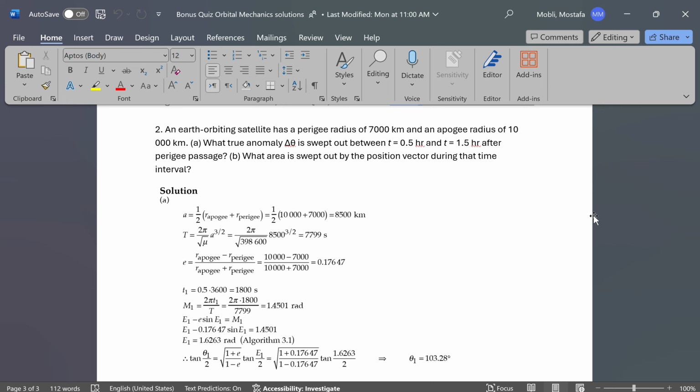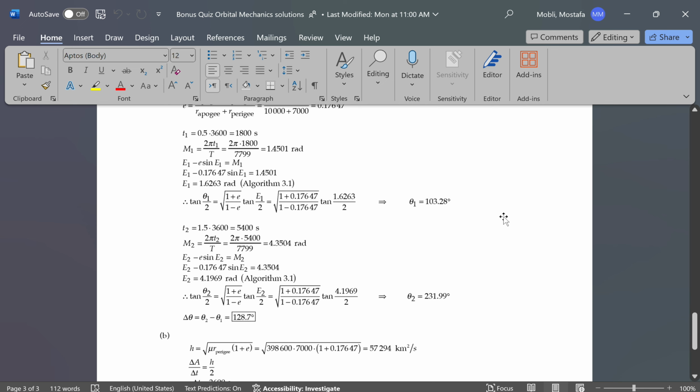And for 1.5 hours, it's going to be 120 degrees, 23 degrees, I think. Let's see. 231, I'm sorry. So what is delta T? Delta T is just the difference of the two. Delta theta, I'm sorry, not delta T. Delta theta is the difference between the two. Okay.